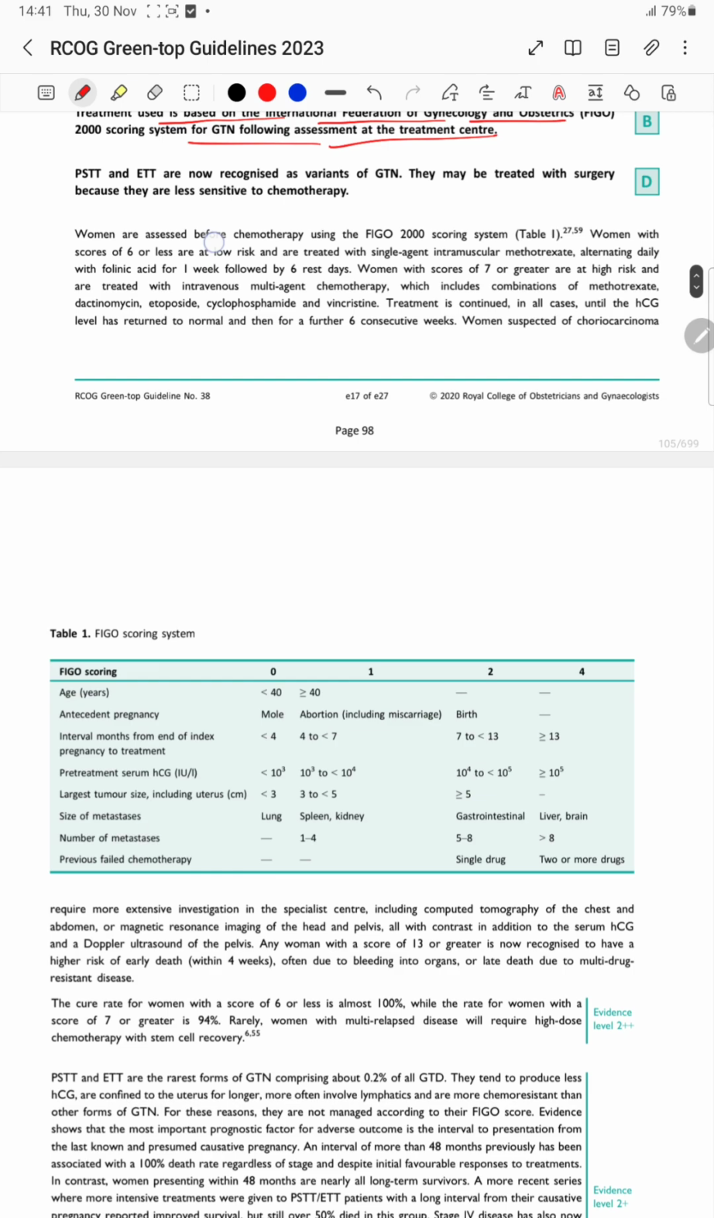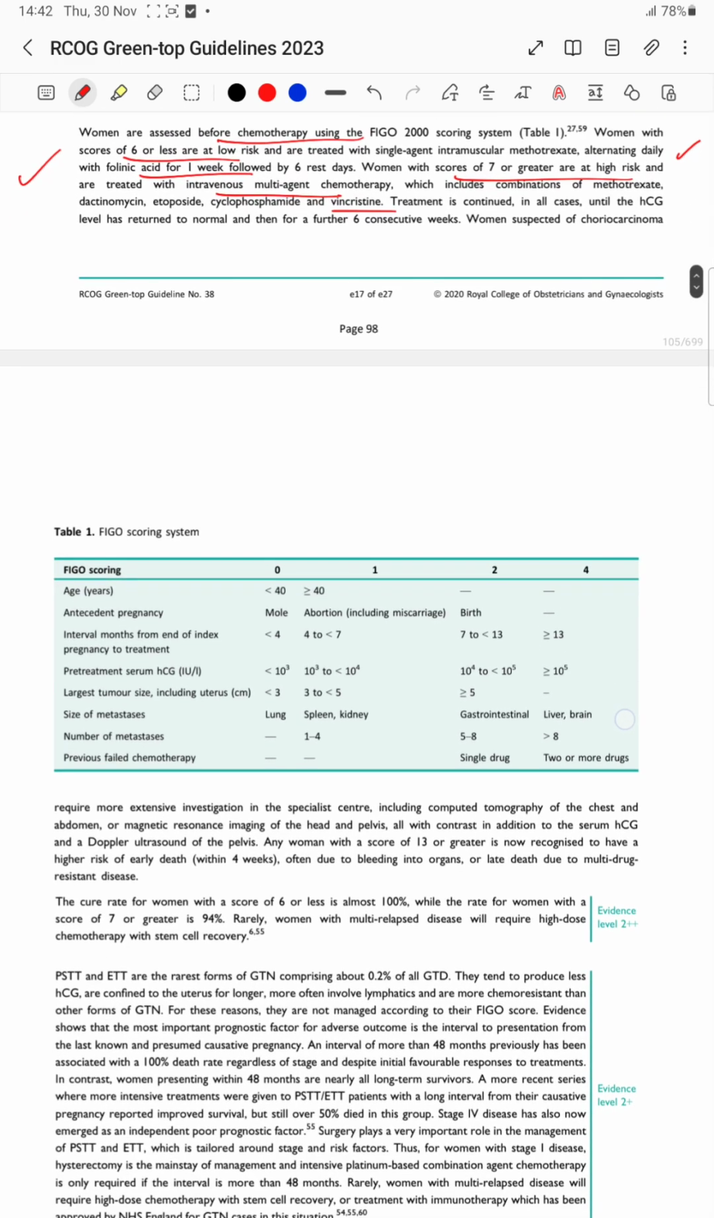Women are assessed before chemotherapy using the FIGO 2000 scoring. Women with a score of 6 or less are at low risk and are treated with single-agent intramuscular methotrexate alternating daily with folinic acid for 1 week, followed by a 6-week rest. Women with scores of 7 or greater have higher risk and need intravenous multi-agent chemotherapy, which includes a combination of methotrexate, dactinomycin, etoposide, cyclophosphamide and vincristine. Treatment is continued in all cases until the HCG levels have returned to normal, and then for a further 6 consecutive weeks.